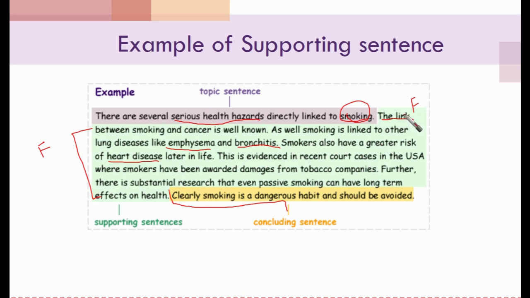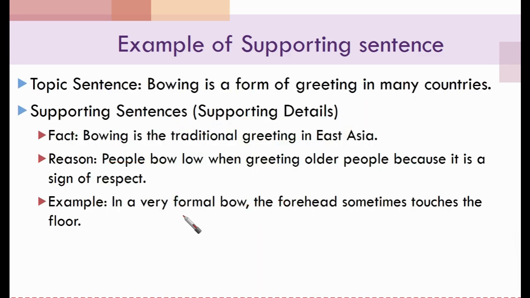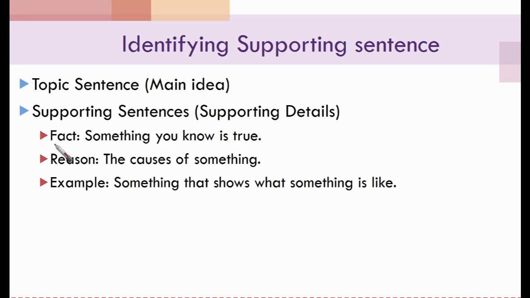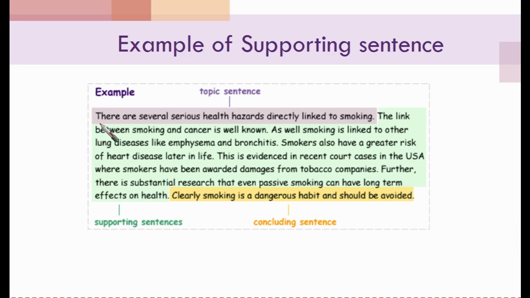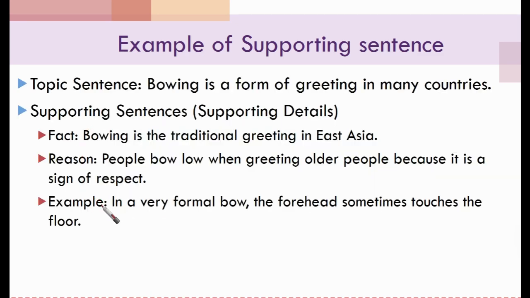So all the sentences in the green are supporting sentences, okay? They mainly focus on facts. So of course, there are fact, reason, and example. And some paragraphs look like this. They only focus on one function. But when you make your essay stronger and more well-balanced, it's better to combine facts, reasons, and examples for your essay too.